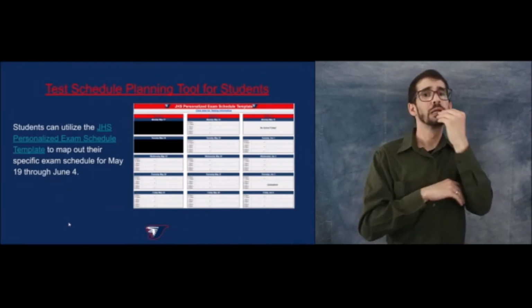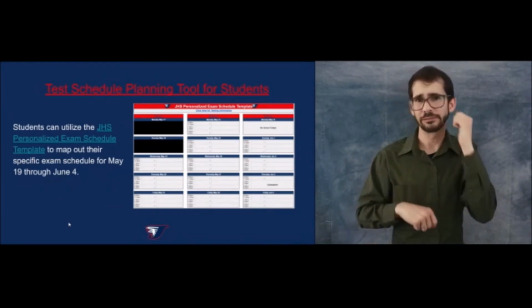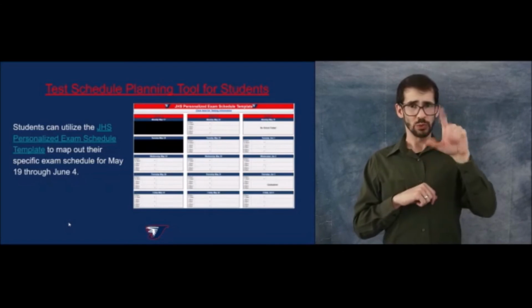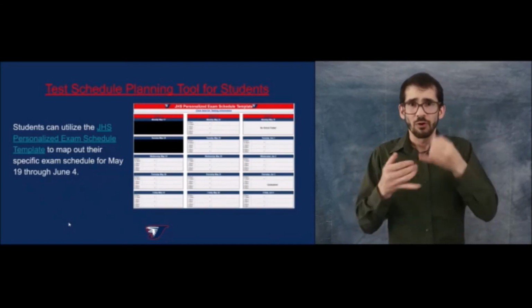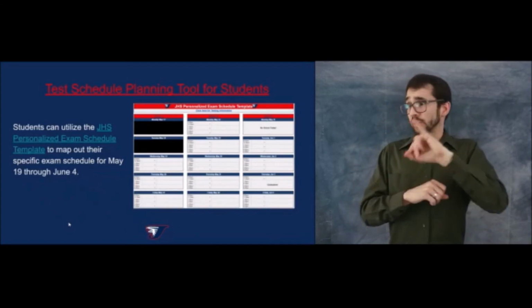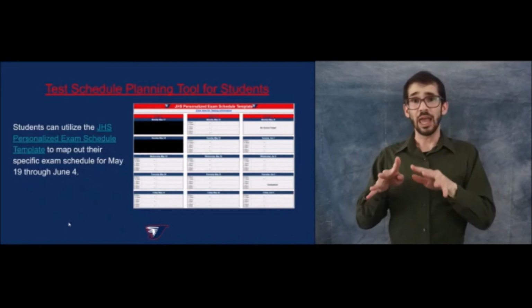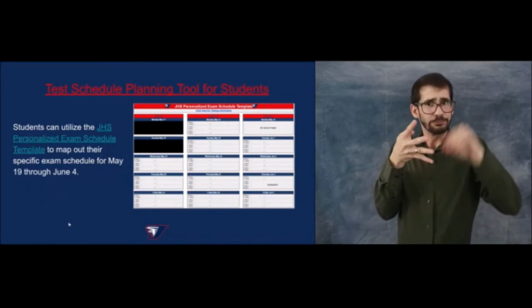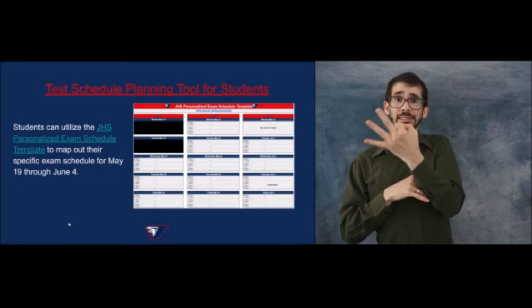Some tools and final prep reminders as we prepare for final exams. Students can utilize the JHS personalized exam schedule template to map out their specific schedule for May 19th through June 4th. This template can be accessed on the testing page of the Jordan website.